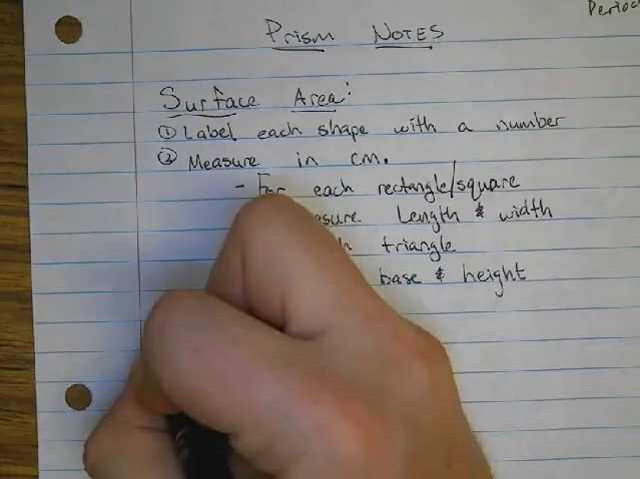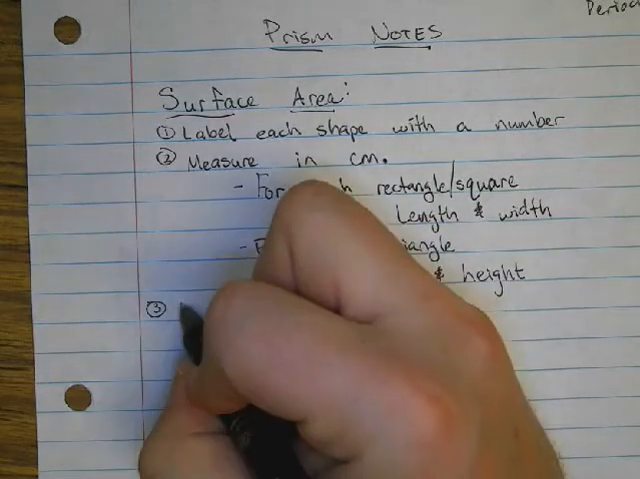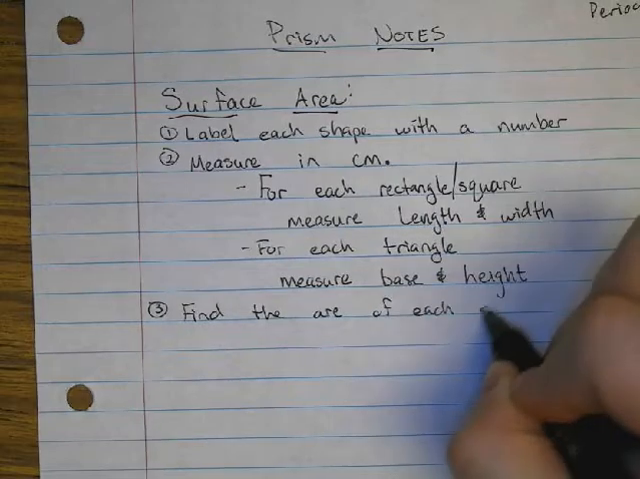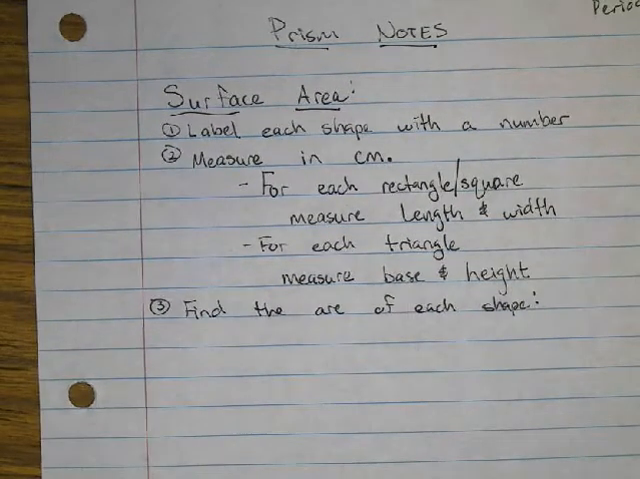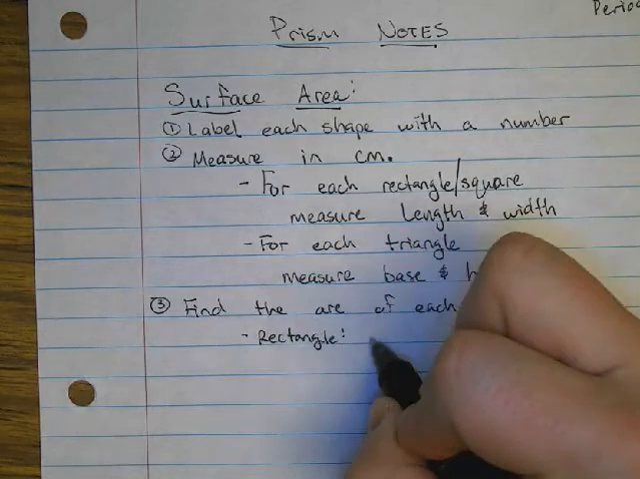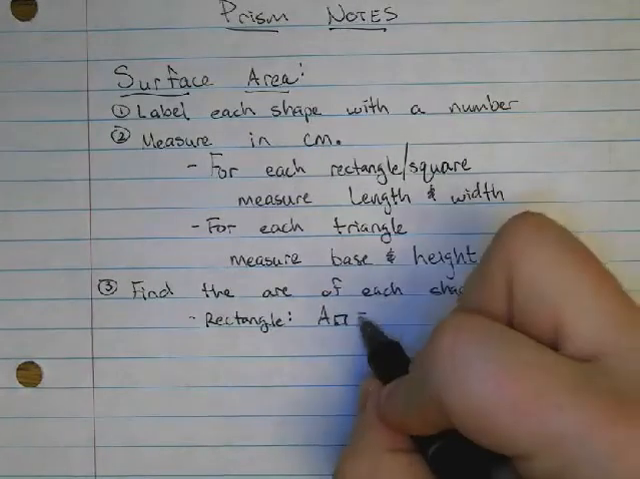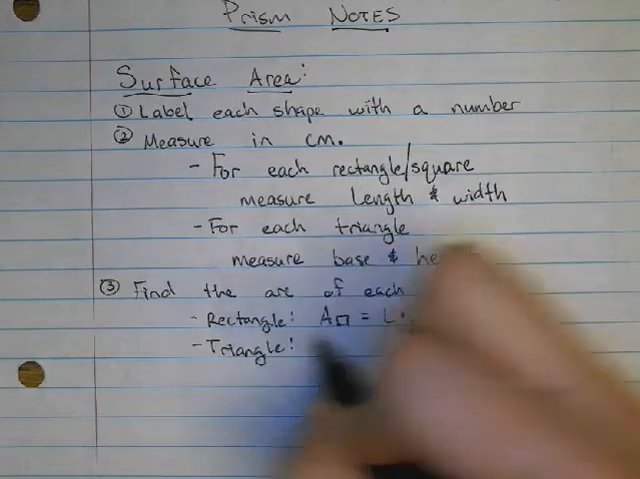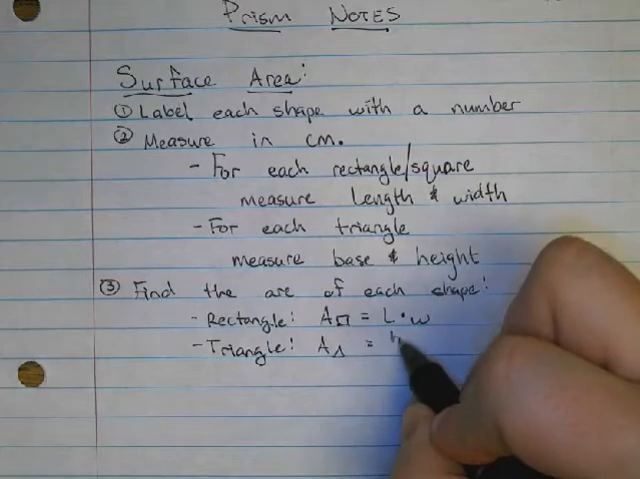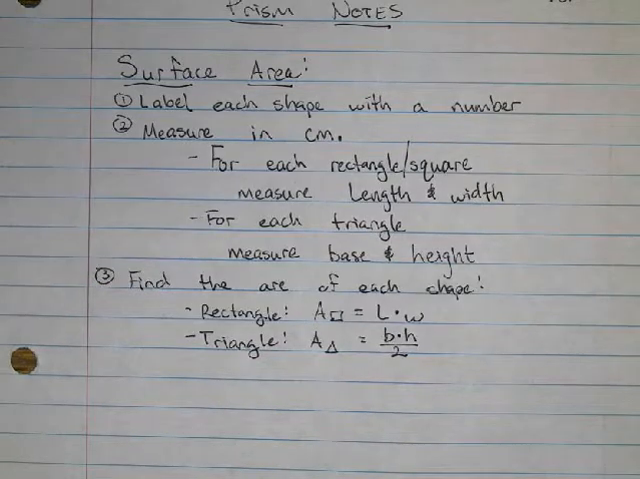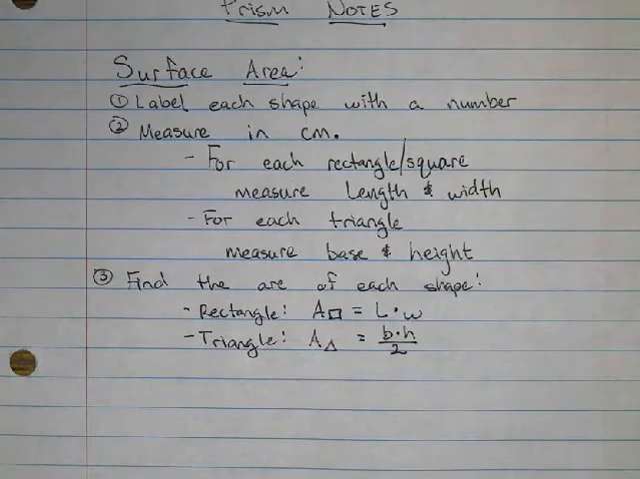Step 3 will be find the area of each shape. So we're going to end up finding 5 areas total. So here's a review for rectangles. Area of a rectangle is equal to our length times our width. And for triangles, the area of a triangle is equal to base times height divided by 2. So we're going to find the area of each of these shapes. So again, pause right here so you can catch up writing, and then we'll move forward.